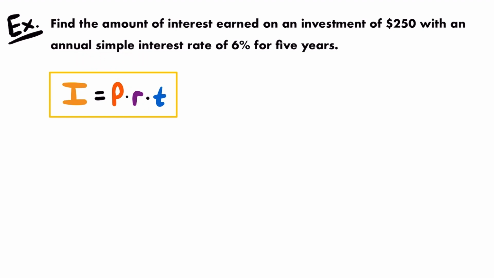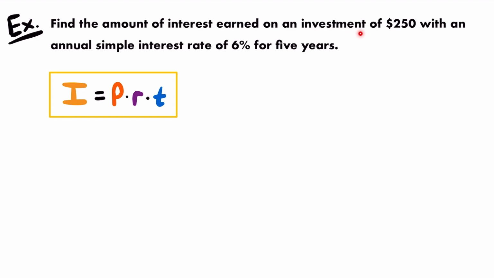And so in this problem, we are given some of these values, but one of them we don't know and we need to solve for. In this case, that would be the amount of interest earned, right? We want to find the amount of interest earned if we know all this other information. Okay, so let's identify what we know here.